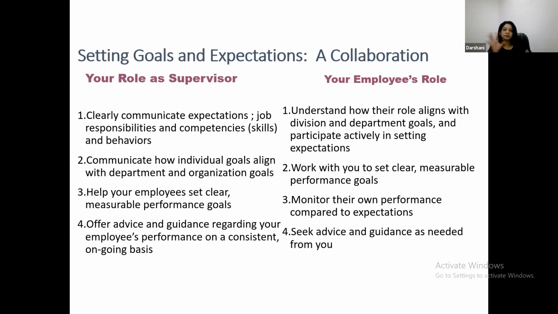If there are special things that you have done, you have to write them and comment on them, right? Then it will tally with the supervisors' or the evaluators' recordings. So communicate how individual goals align with department and organizational goals.